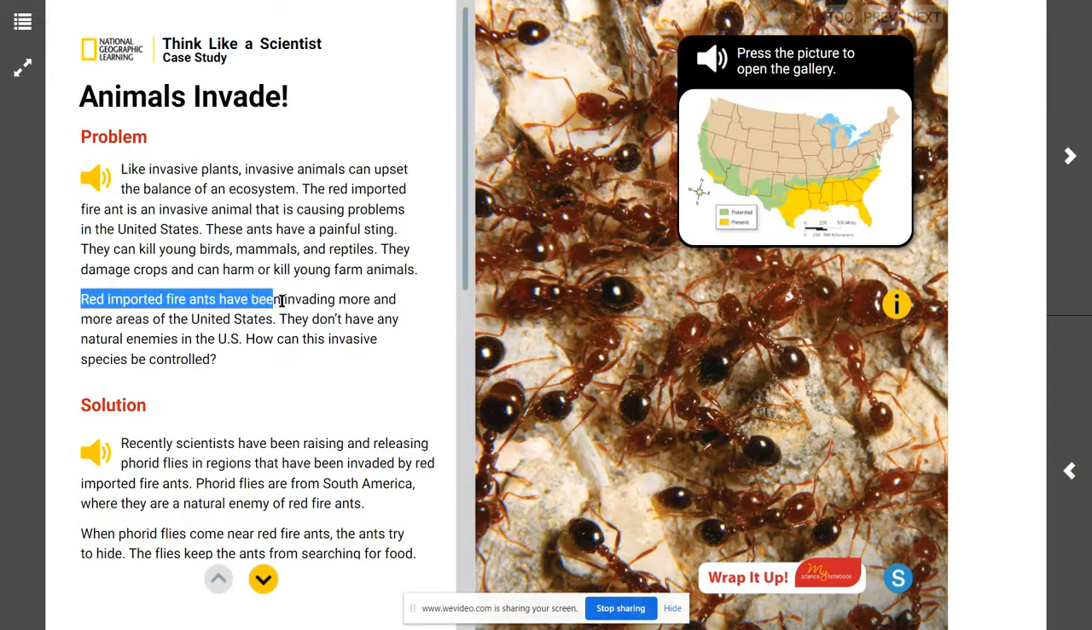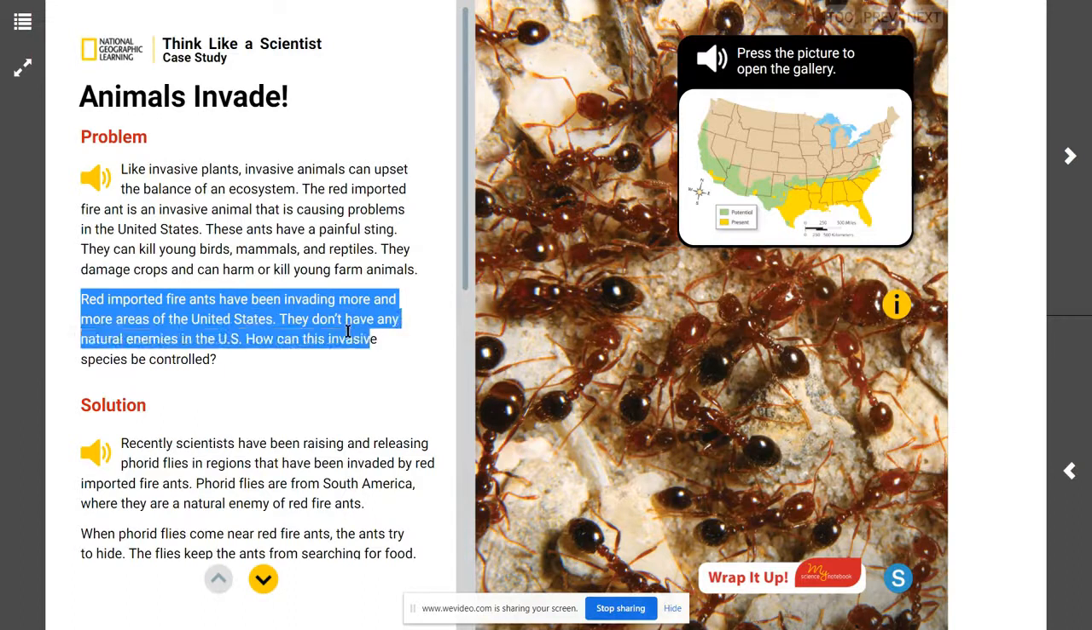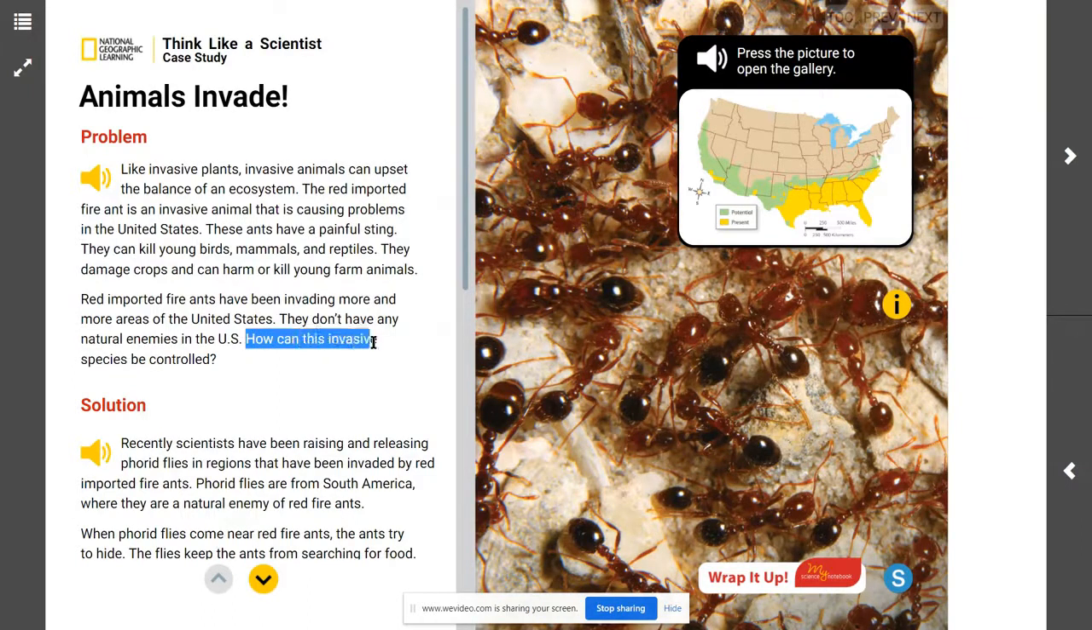Red imported fire ants have been invading more and more areas of the United States. They don't have any natural enemies in the United States. So, how can this invasive species be controlled?